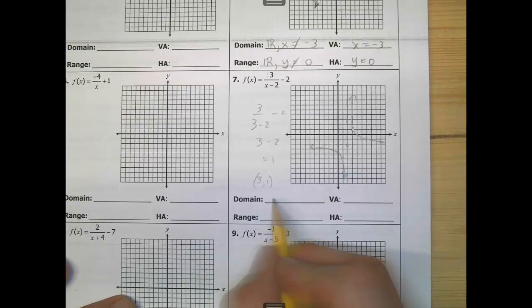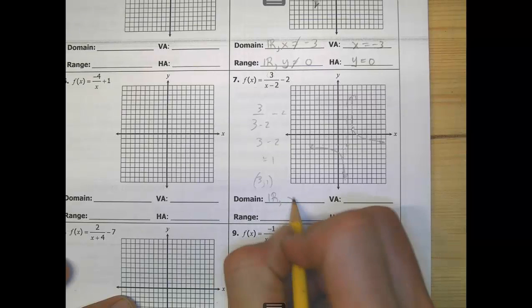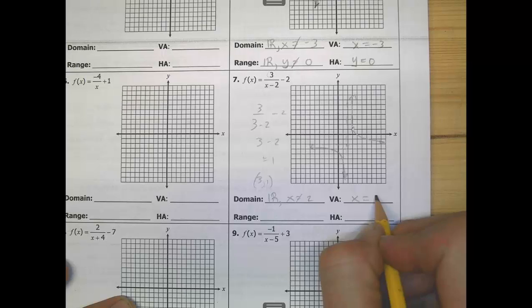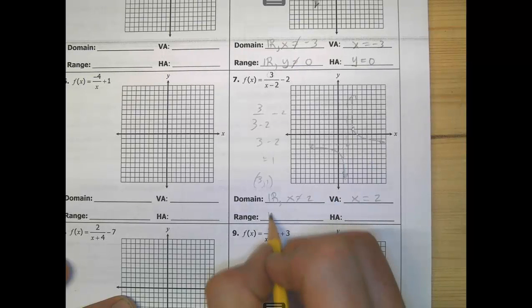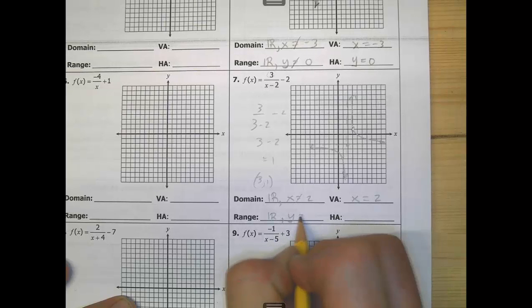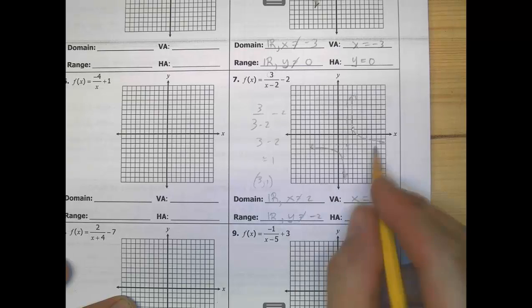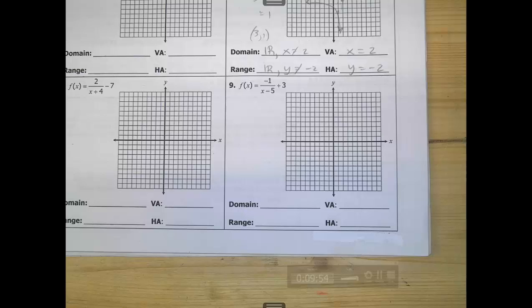Oh, and the domain is going to be all numbers except 2. So I'm going to say all real numbers, but x cannot be 2. The vertical asymptote then would be x equals 2. And then the range is all real numbers, but y cannot be equal to -2. And the horizontal asymptote then is y equals -2.